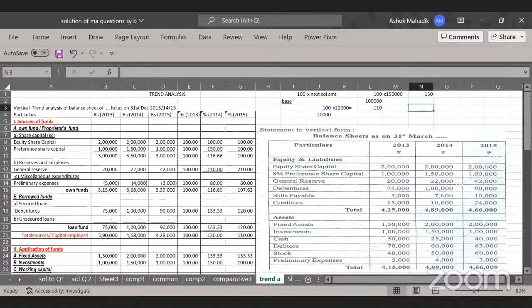So this way you can calculate a percentage for remaining rows. For each row you have to take first year value as base. So that was trend analysis, students. So we'll go to ratio analysis now.